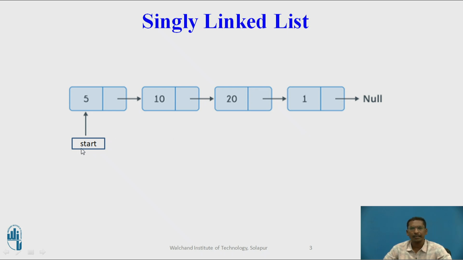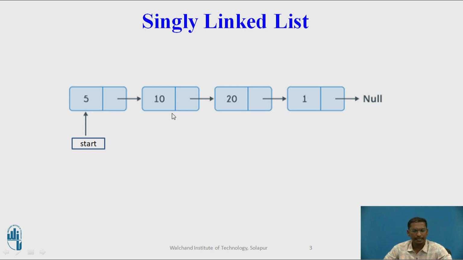Head or the start is a global pointer which always points to the first node. Now this global pointer we are using for traversing the linked list. The last node's next always has null, so it is indicating that this is the last node. So there are four nodes in the linked list.